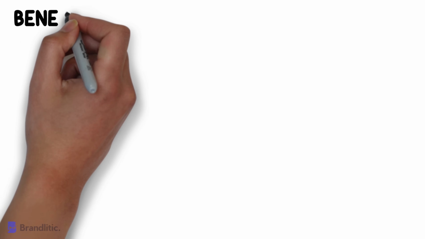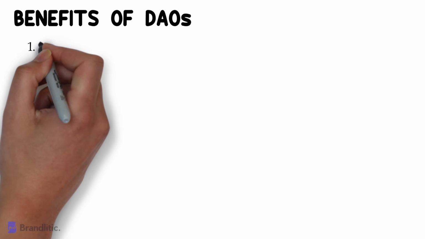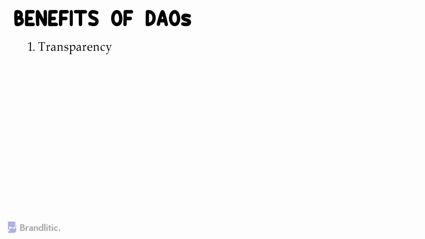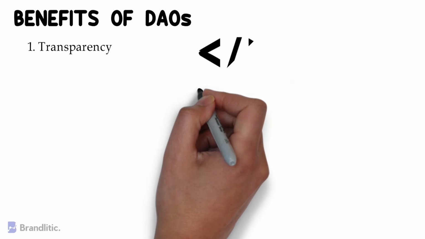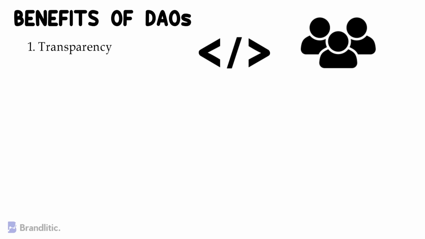Next, let's discuss the benefits of DAOs. So, despite potential security concerns, DAOs offer a number of benefits to consumers and users, including number 1, transparency. That is, users on a DAO can clearly see the code that governs the network as well as any transactions that take place on the blockchain. This provides users with a high level of transparency when compared to a centralized network.